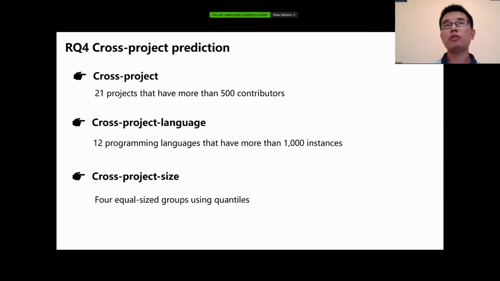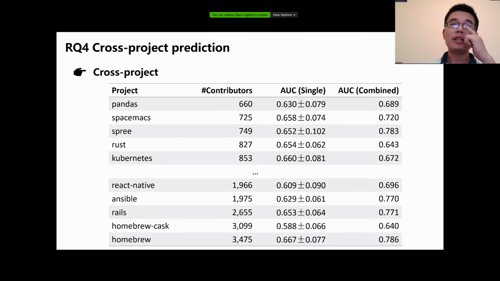For the last research question, we wanted to investigate the effectiveness of the cross-project prediction. We have 3 different settings, that is cross-project, cross-language, and cross-project size. We found that our prediction models have a very good performance. This table shows the result of the cross-project predictions.